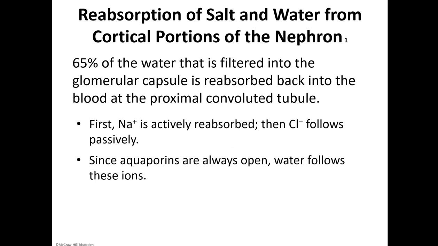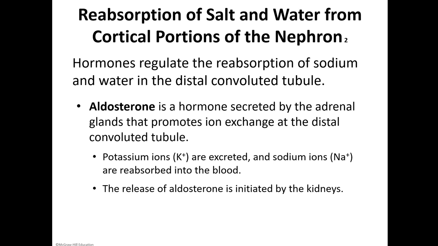65% of water that is filtered into the glomerular capsule is reabsorbed back into the blood at the proximal convoluted tubule. First, sodium is actively reabsorbed, then chloride follows passively. Since these aquaporins are always open, water follows these ions. Hormones that regulate reabsorption of sodium and water in the DCT, the distal convoluted tubule, include aldosterone, a hormone secreted by the adrenal gland that promotes ion exchange at the DCT. Potassium ions are excreted, and sodium ions are reabsorbed back into the blood.